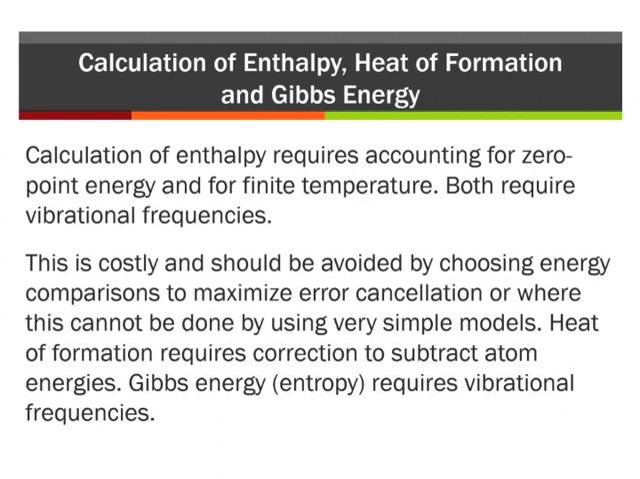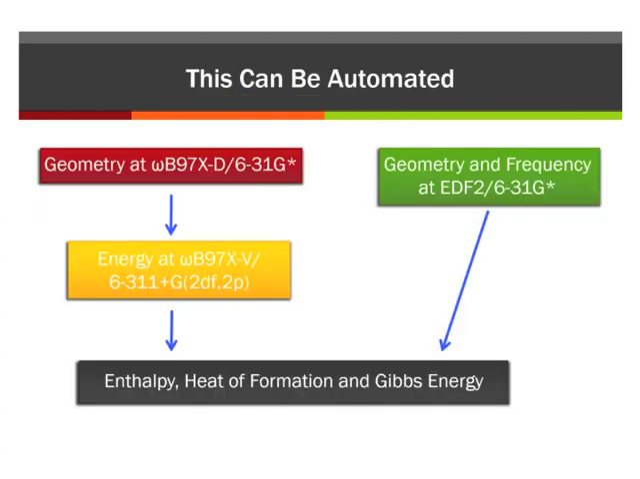Before, we talked about going from energies to thermodynamic quantities. To go from energy to enthalpy, you need a zero-point energy and you have to correct for finite temperature. Both of those require knowledge of mass, not a big deal, and structure and vibrational frequencies. The vibrational frequency thing is complicated. You can think about that in a completely automatic sense.